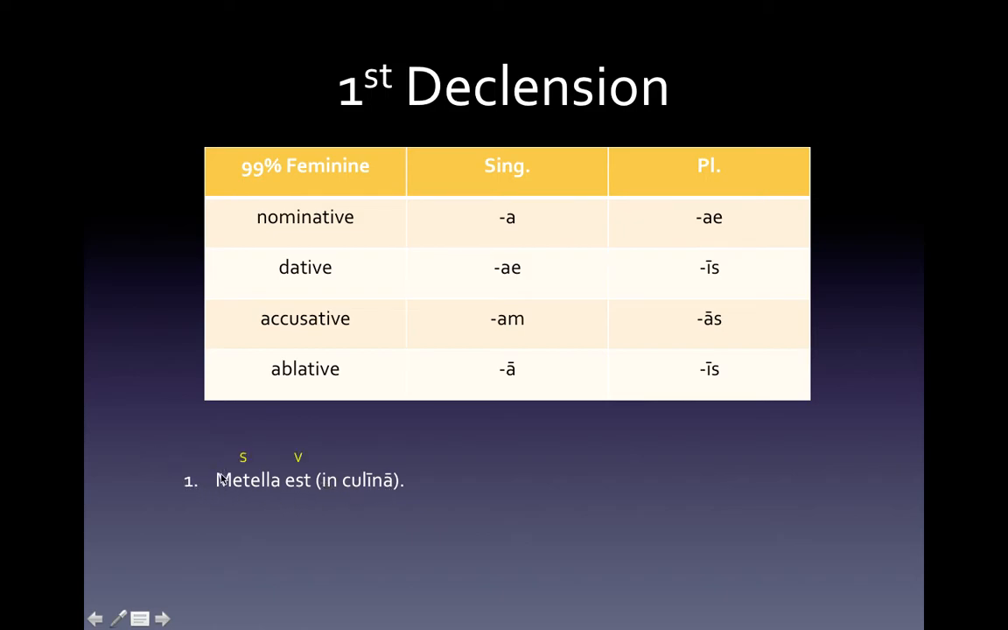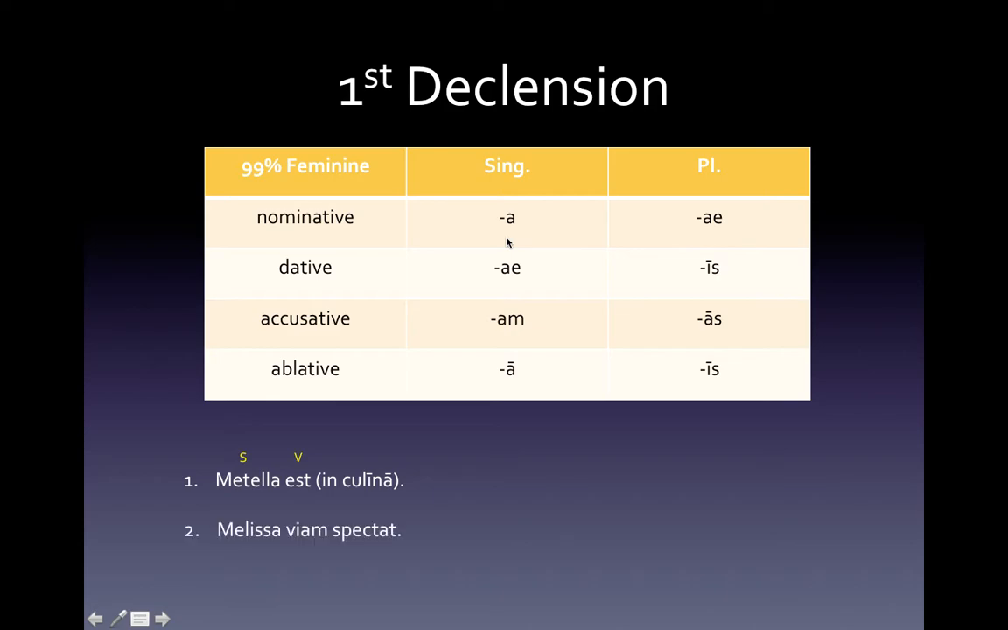All right, so hopefully when you wrote it out, you put an S over Metella and a V over est, because that's the verb. We know that Metella is the subject because she ends in an A and it does not have an accent over it, therefore it's the nominative and the subject.